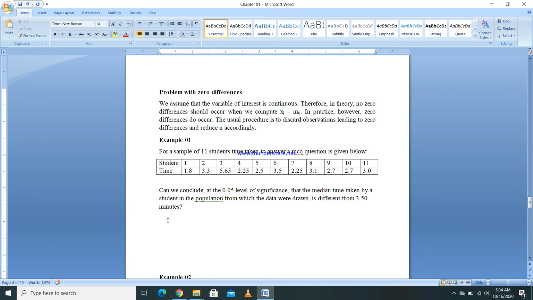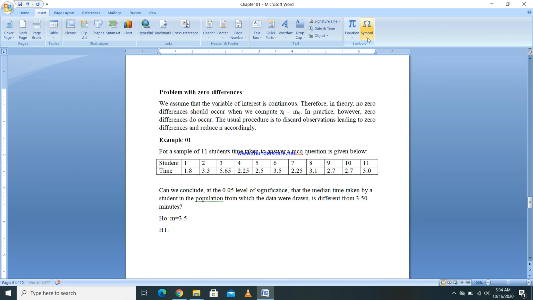First, we have to set the hypothesis. They are asking us to check whether the median is equal to 3.5. So this is a two-sided test where you have to test H0: m equals 3.5 versus the alternative H1: m is not equal to 3.5. So this is the hypothesis.